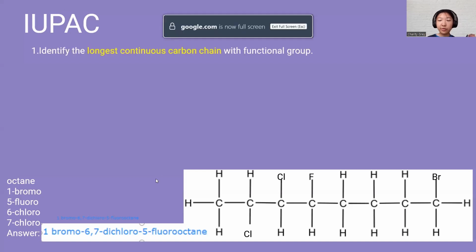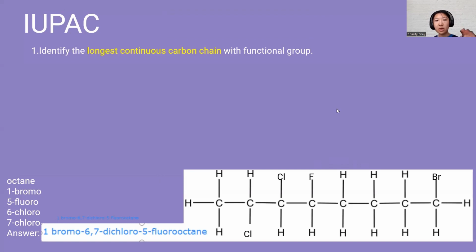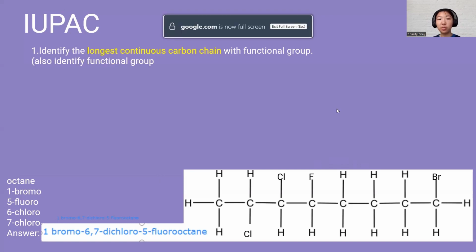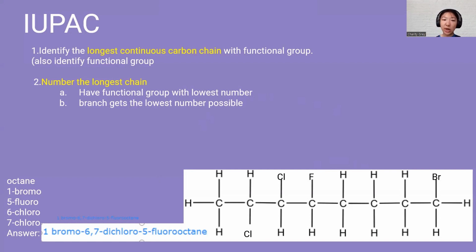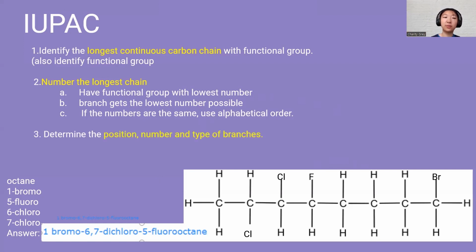So then first, again, we identify the longest continuous carbon chain. Also identify functional group. We don't have a functional group here. Then we number our chain. We number our chain with these rules. First, we want the functional group to have the lowest number. If we don't have a functional group, then the branches, if it's 1 branch or multiple branches, we want our branches to have the lowest number possible. If the numbers of the branches are the same, use alphabetical.